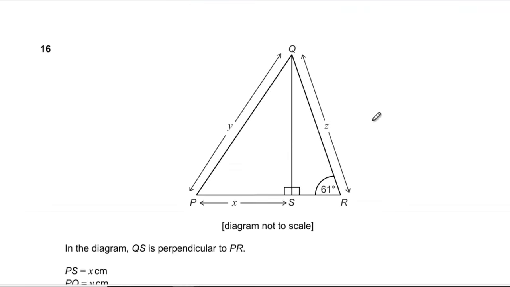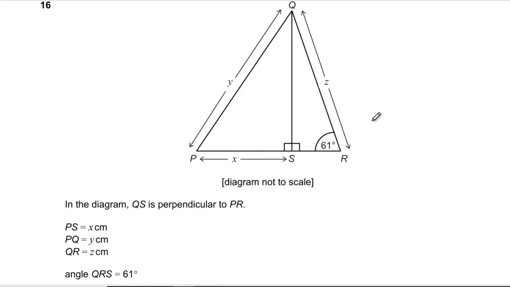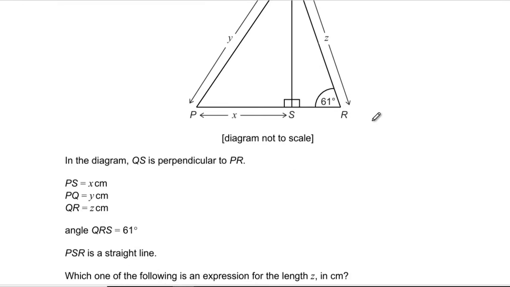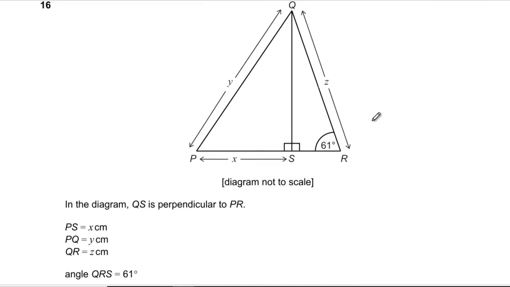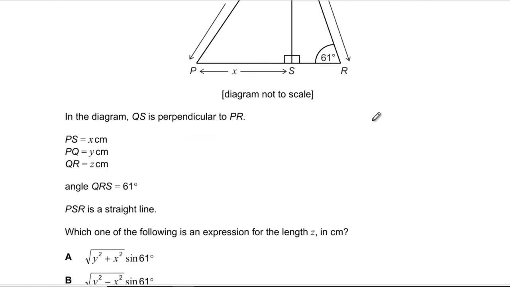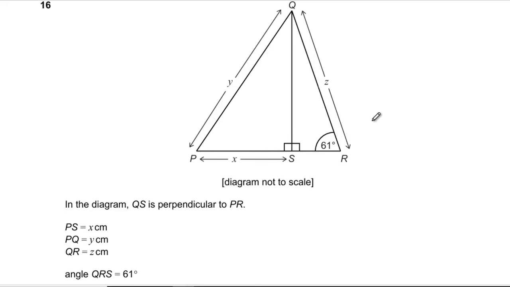Question 16, all good geometry like this. In the diagram, QS is perpendicular to PR. Yep, fair enough. They've marked that. PS is X. Yep, they've marked all those, X, Y, Z. They've marked the angle, so it's all there. PSR is a straight line. Yeah, okay. Which of the following is an expression for the length of Z?